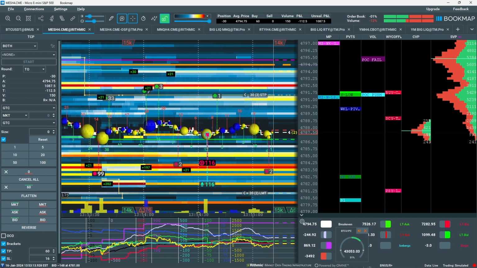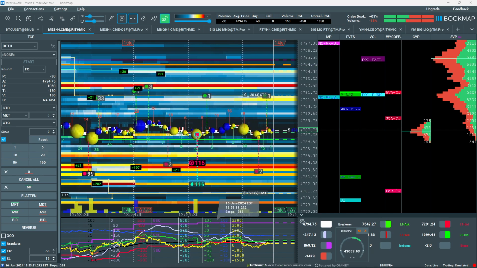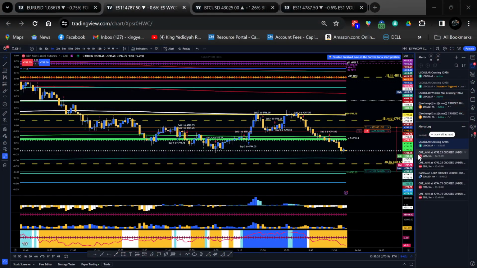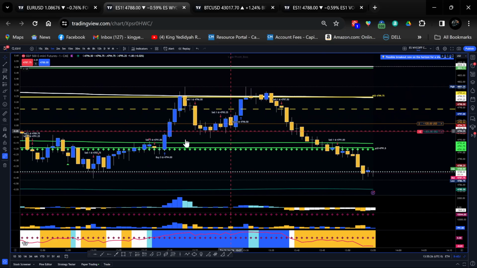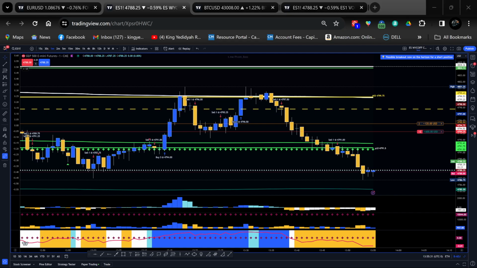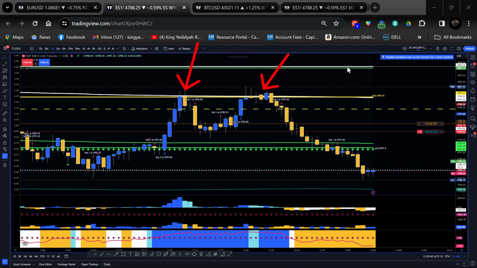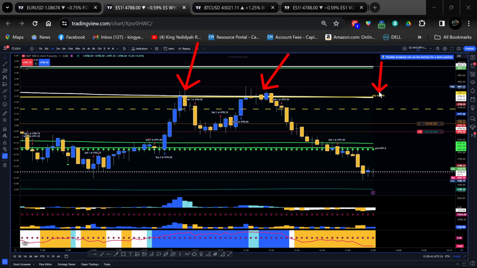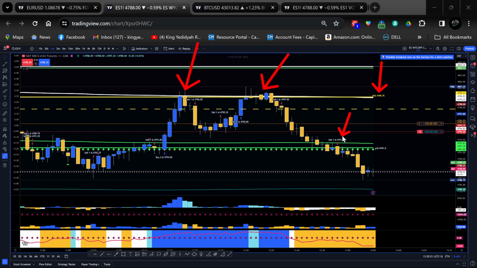This is basically a VWAP rejection trade. Let me switch over to TradingView. This is the 1 minute chart. You see we have a double top right there at VWAP. Let me open the Epic Pen. VWAP is the white line. The yellow line is the mid at 47.99.75.